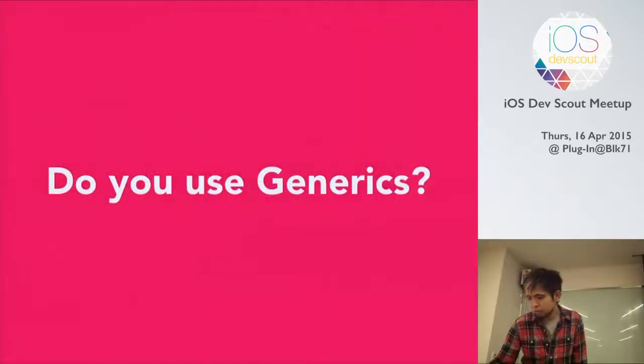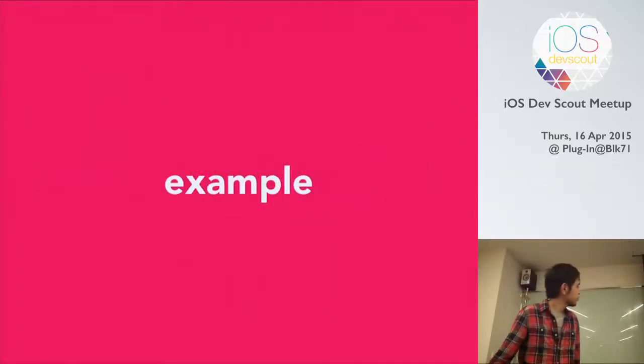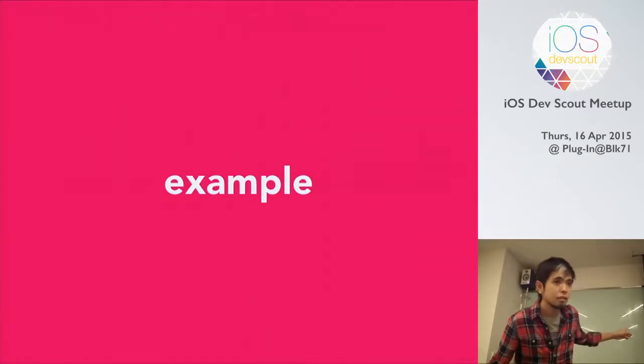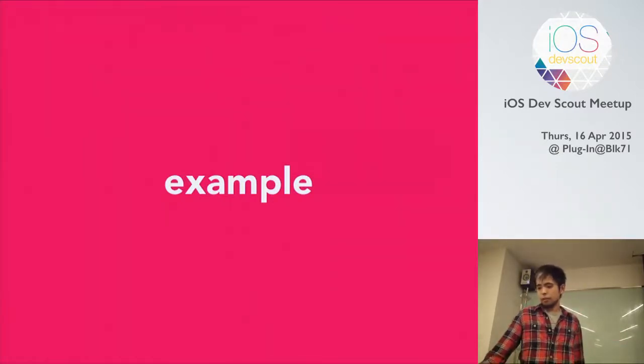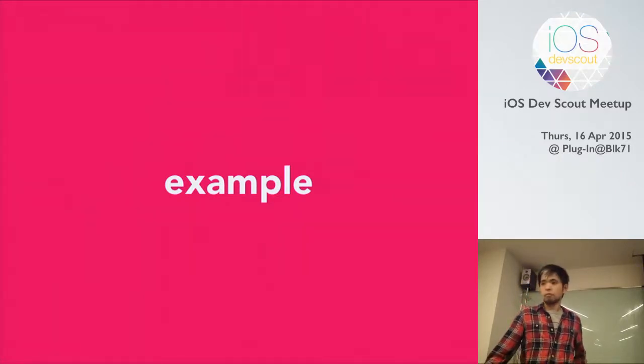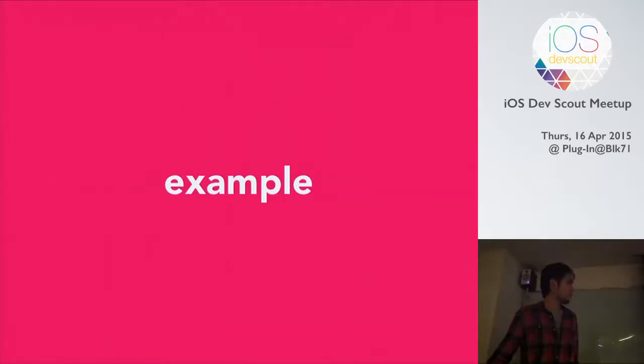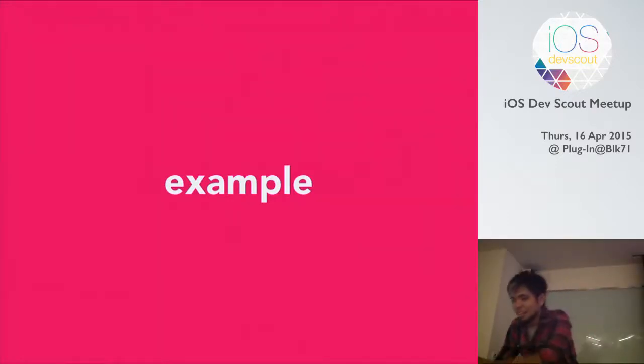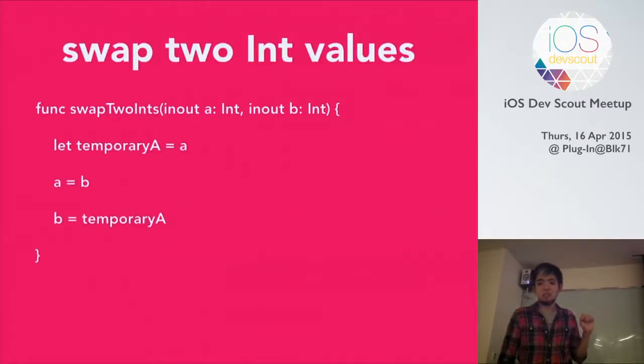let me show you an example, which is from Apple. So this is an example from Apple. Let's say we are making a function to swap two int values. So it's going to be like this. It's quite simple, right? Just pass two variables and swap the values.